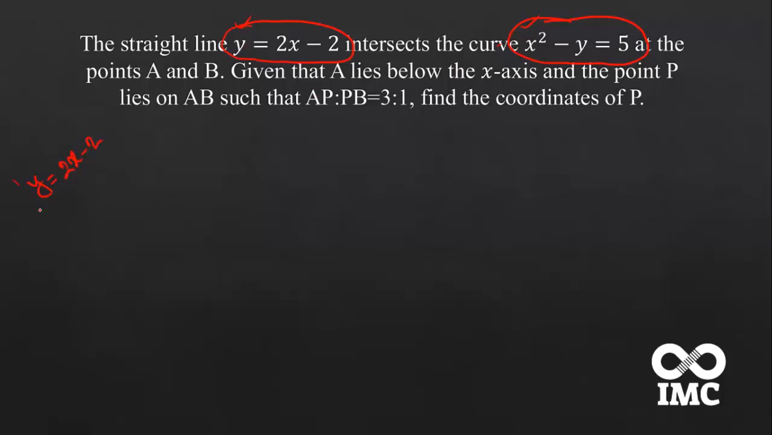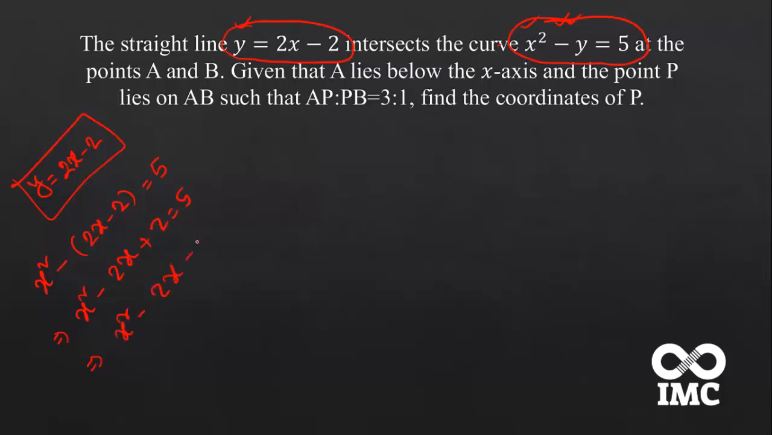If we substitute y equals 2x minus 2 in this equation, then what will happen? We can write 2x minus 2 instead of y. So x squared minus (2x minus 2) equals 5. Now we need to solve it. So x squared minus 2x, minus into minus plus 2, equals 5. Or we can write x squared minus 2x minus 3 equals 0.